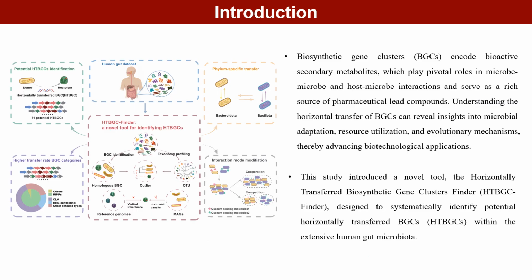The human gut microbiota contains BGCs that encode bioactive secondary metabolites, which play pivotal roles in microbe-microbe and host-microbe interaction. Understanding the horizontal transfer of BGCs can reveal insights into microbial adaptation, resource utilization, and evolutionary mechanisms. Despite its importance, horizontal transfer of BGCs within the gut microbiota remains poorly understood. In this study, we introduce a novel tool, the HTBGC-Finder, designed to systematically identify potential HTBGCs.